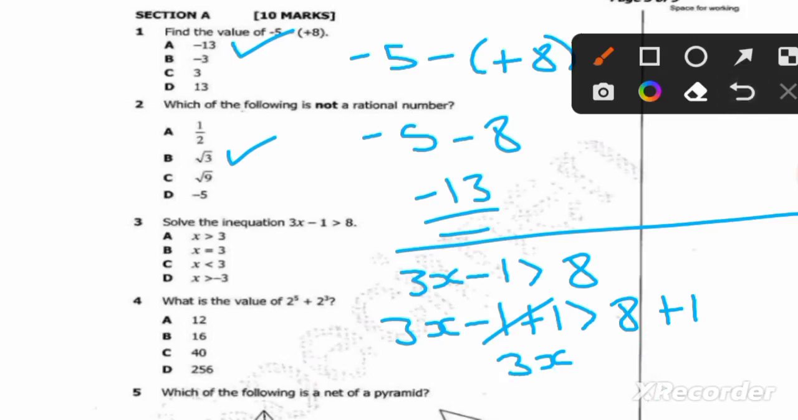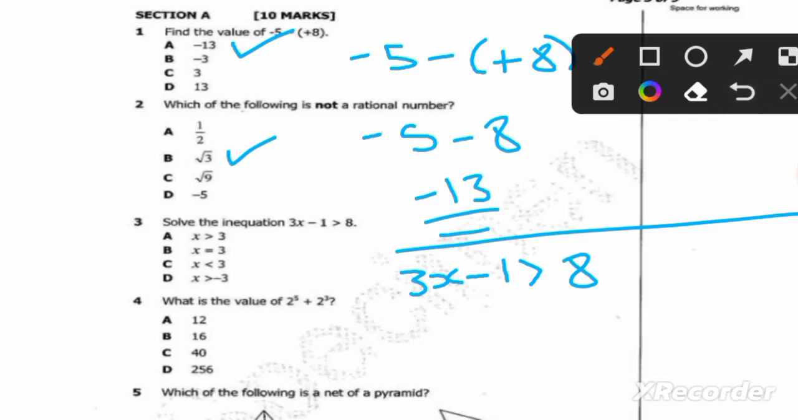Alternatively, we can also solve this question by doing this. We can say 3x is greater than 8. This -1 will cross the greater than sign, and after crossing the greater than sign, we are going to have +1 here. Therefore, we are going to have 3x is greater than 8 plus 1 is equal to 9.